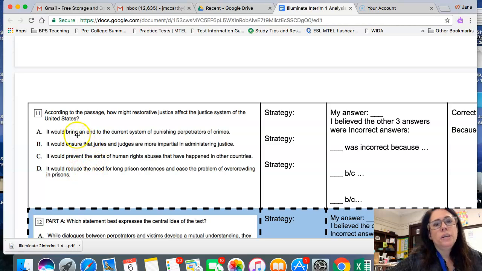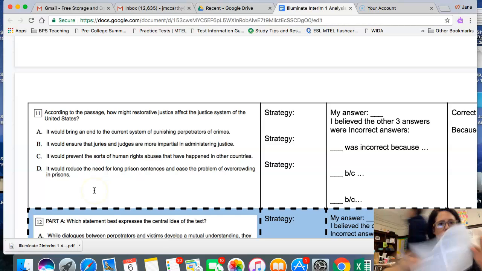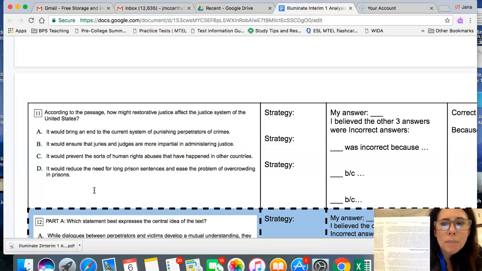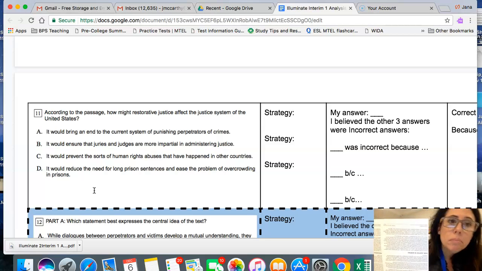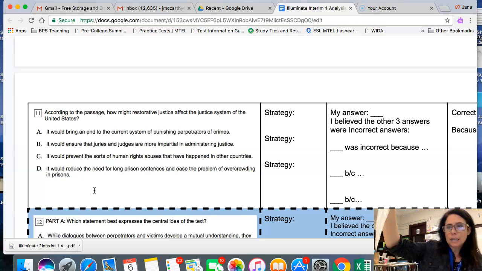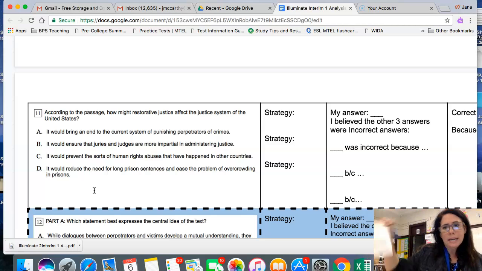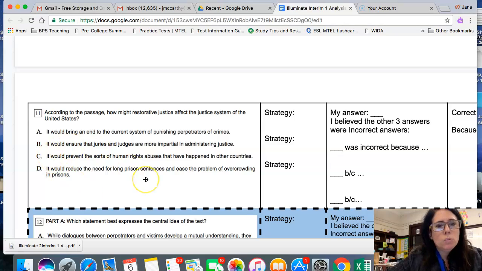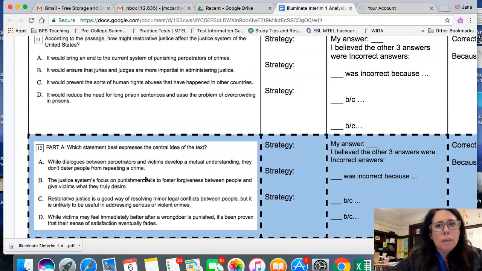Then I'm going to say, does that have a positive tone or negative tone? And then remember, I go back to the passage and I think, according to this whole passage, am I looking for something that's positive, bringing an end? That could be positive, right? Bringing an end to the current system of punishing people. Or am I looking for something on the opposite side, which would be the negative or the reverse? All right, so we're going to stop here, and then you're good to go.